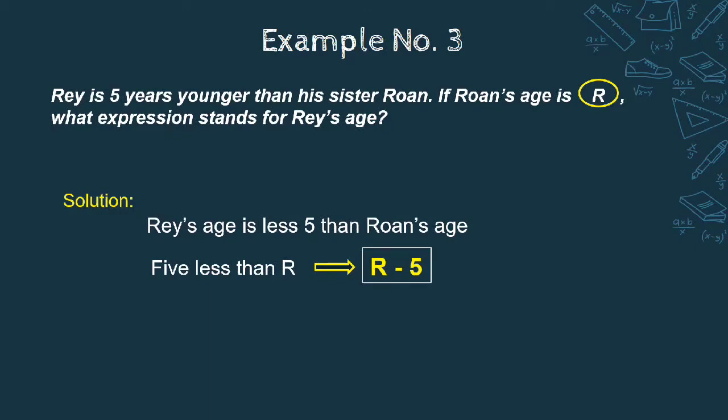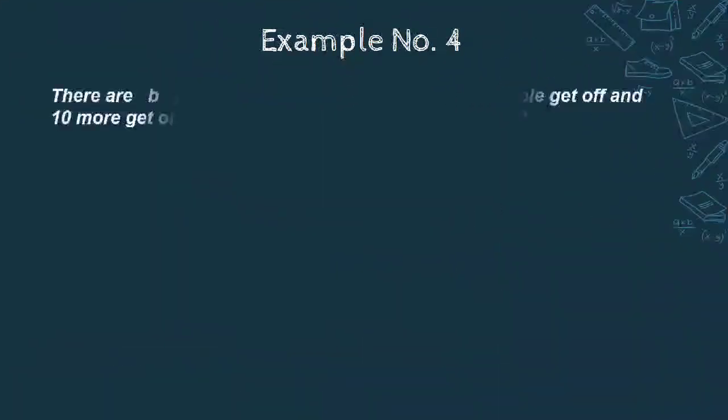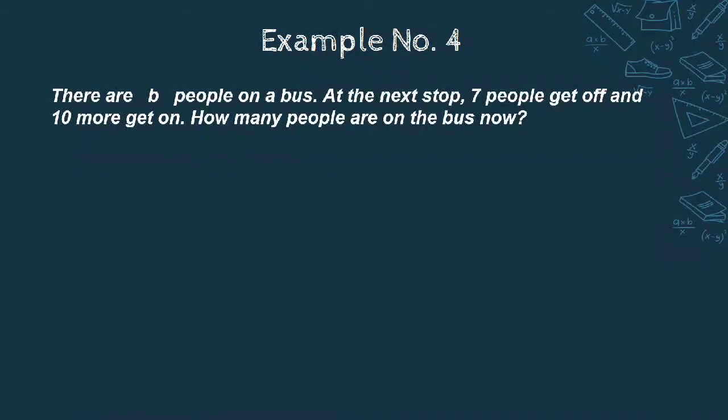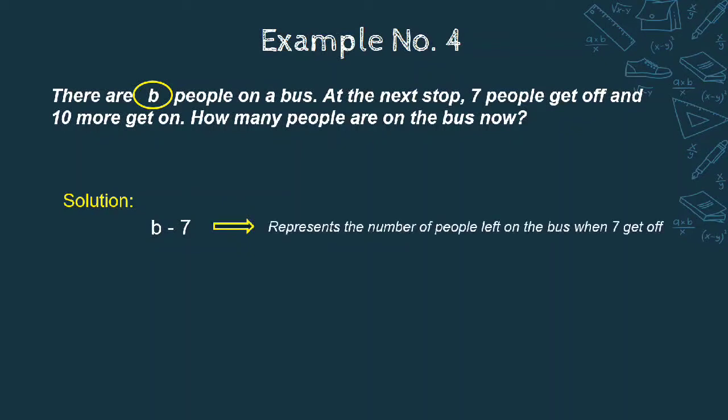Another example: there are B people on the bus. At the next stop, 7 people get off and 10 more get on. How many people are on the bus now? Again, the variable used is the letter B as representation of the people on the bus. For the solution, based on the given problem, there are B people on a bus and at the next stop, 7 people get off. So it would be B minus 7, or B less 7, which represents the number of people left on the bus when 7 get off.